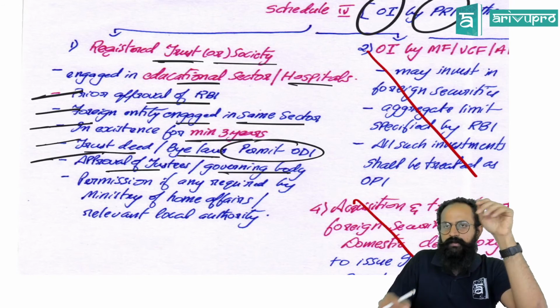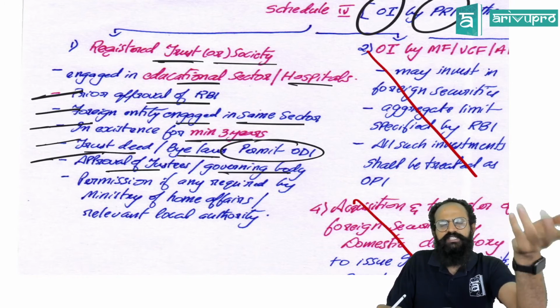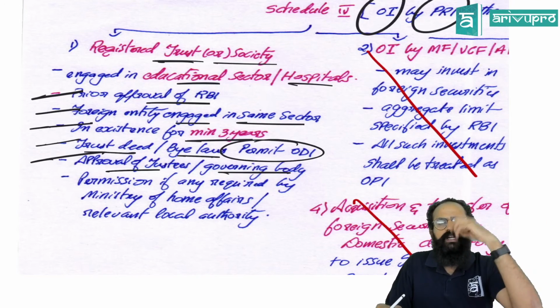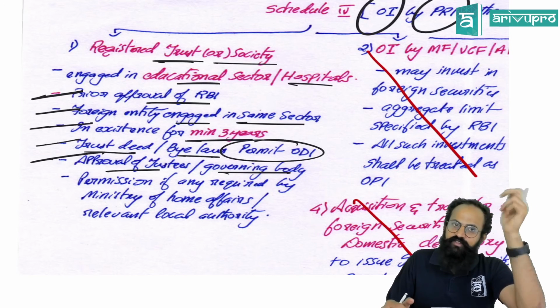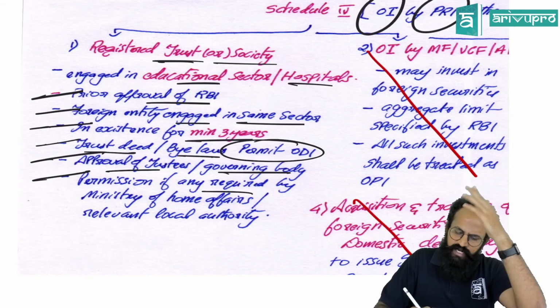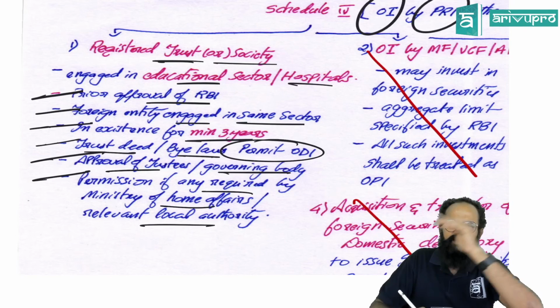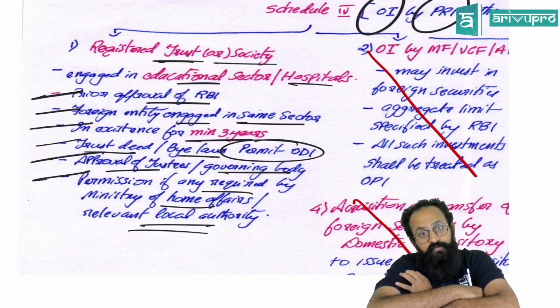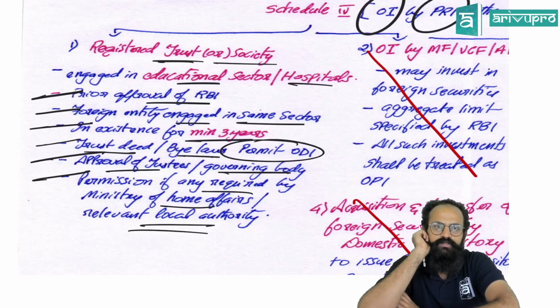Approval of trustees means, in a company you will have directors, in a trust you will have trustees, in a society you will have a governing body. Sir, their approval is required. Permission, if any, required by the Ministry of Home Affairs or any other relevant local authority. If their approval is required, then you should have taken that also.